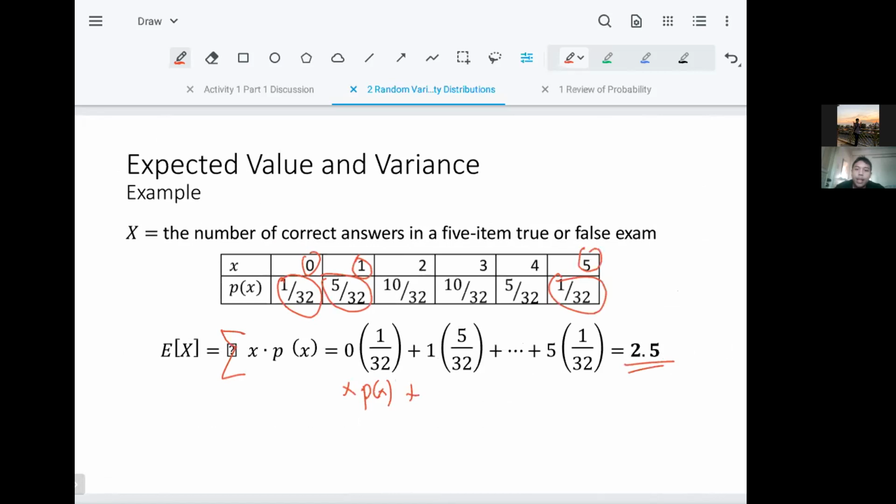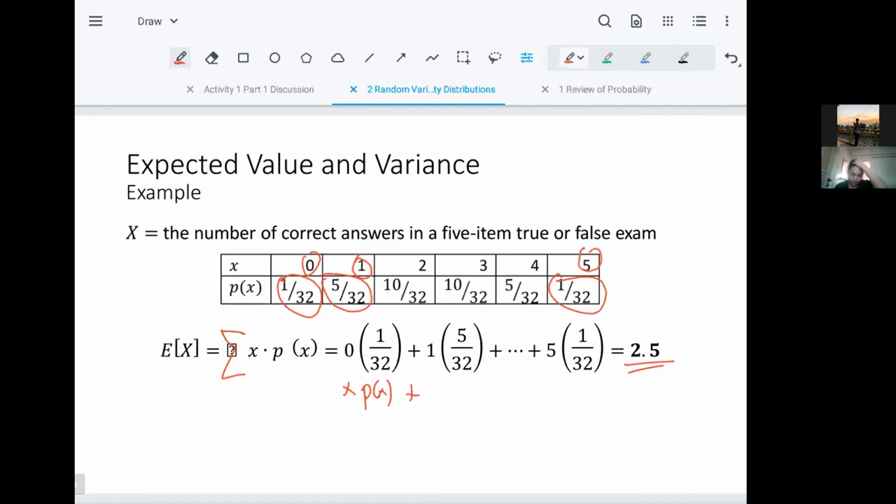So how do we interpret this? On average, that's the number of correct answers a student may get in this type of exam. So bakit ganun? Wala naman 2.5 correct answers. Average nga. So hindi naman necessarily nasa listahan siya ng 0 to 5. On average yan. So kuha siya sa expected value.